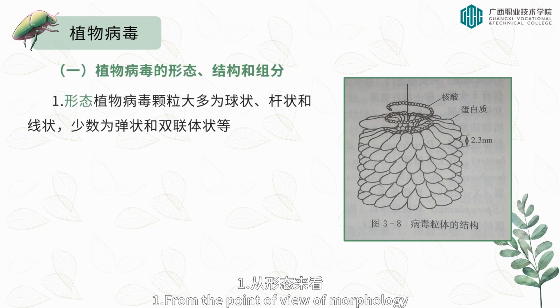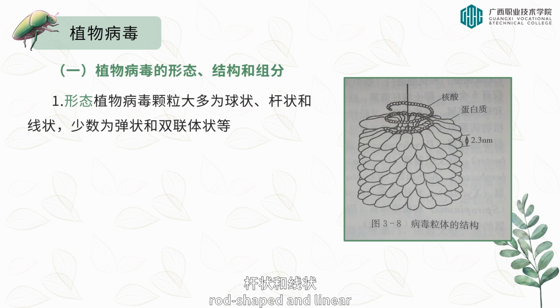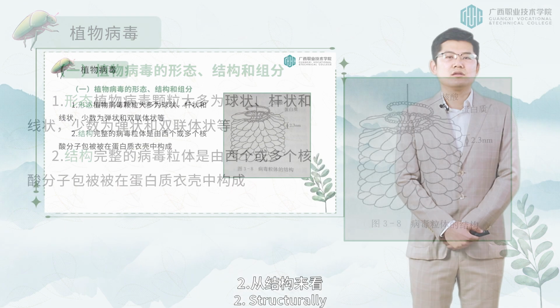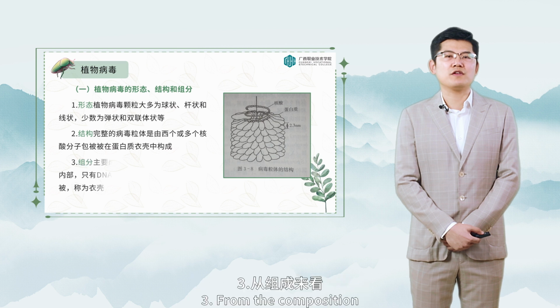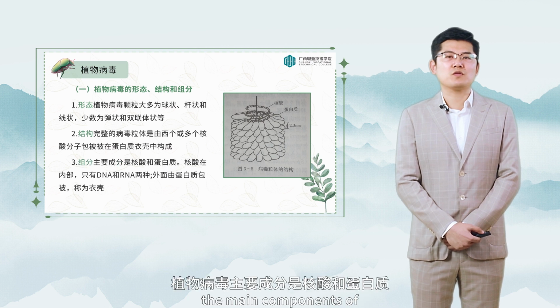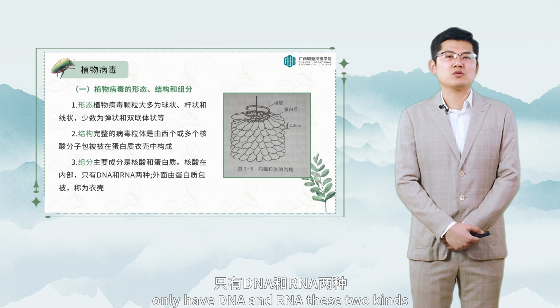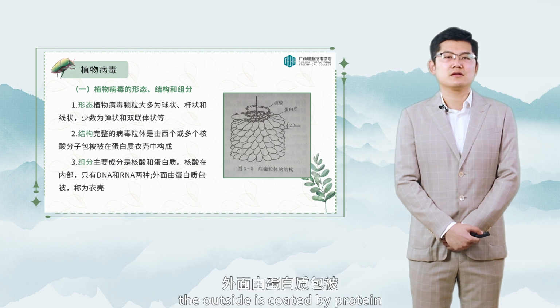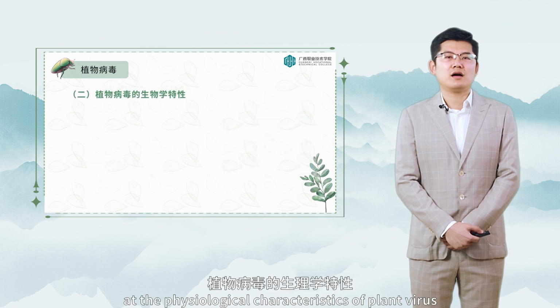1. From the point of view of morphology, most plant virus particles are spherical, rod-shaped and linear, and a few are bacilliform and duplex. 2. Structurally, a complete virion consists of one or more nucleic acid molecules coated in the protein capsid. 3. From the composition, the main components of plant viruses are nucleic acid and protein. The nucleic acid inside is only DNA or RNA, these two kinds. The outside is coated by the protein capsid.